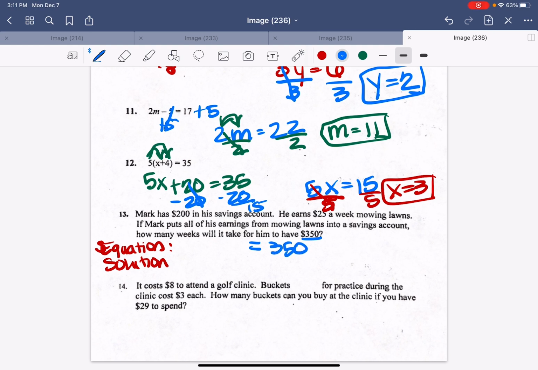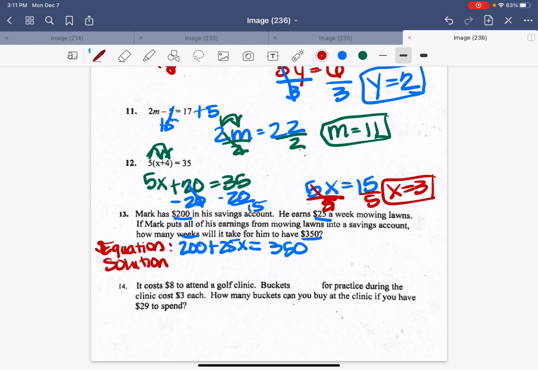Then we can look and see what he had. So we started with 200 plus 25x for weeks. So we have those. And then the question is, how many weeks will it take? So we're trying to solve for x. So now we can solve for it by doing our two-step equation.